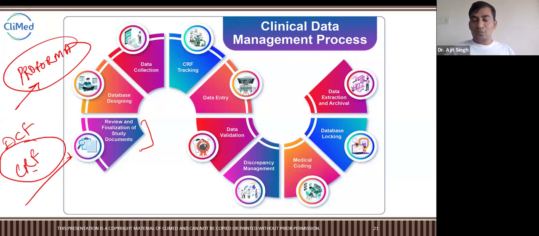So you create this case report form, you participate in the protocol creation, you participate in the study designs.